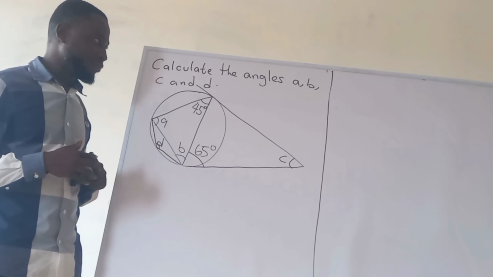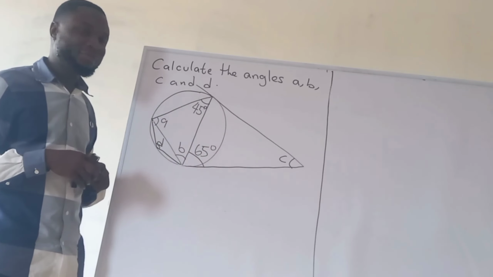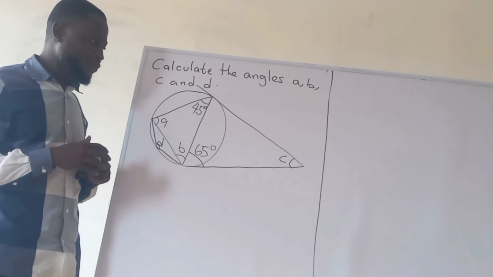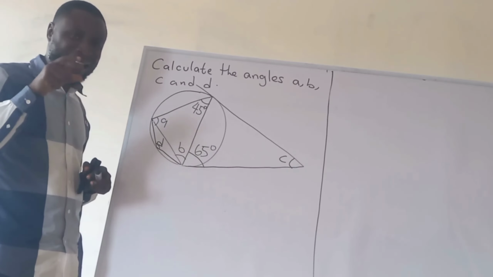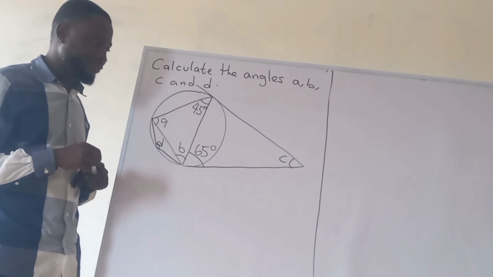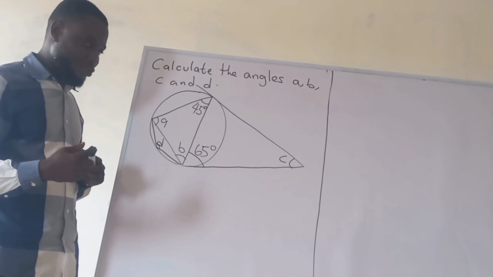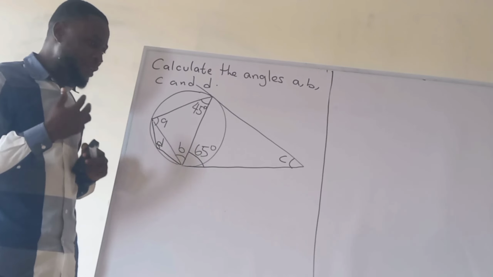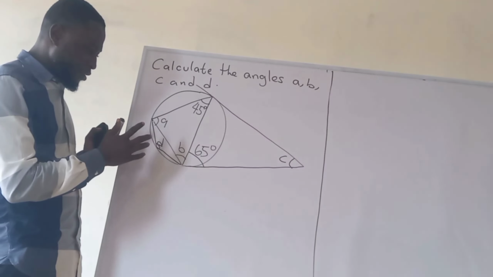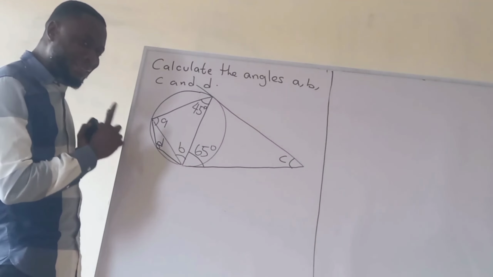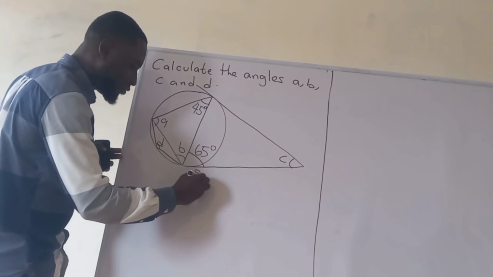Let's solve this question. We should calculate the angles A, B, C, D. So what are you going to do? First of all, you have to analyze your question carefully. You realize that this is a circle theorem question, meaning you need theorems of circles to solve this. So you ask yourself, which of the theorems are applicable here? Looking at this carefully, you realize that the alternate segment theorem is applicable here. So let's do that. Solution.